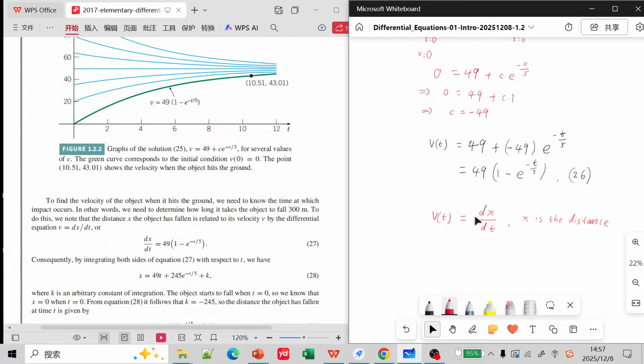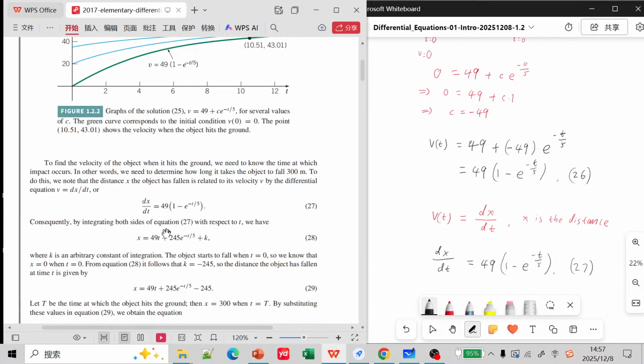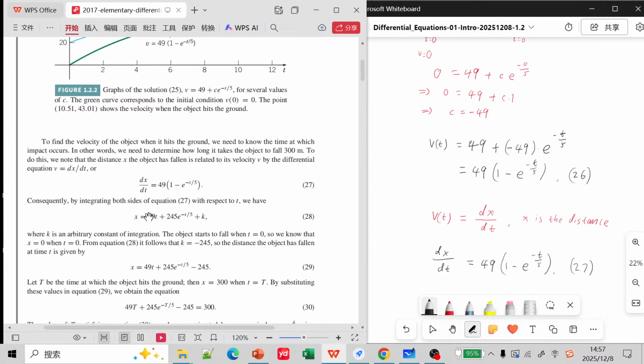and then we substitute this term into this position. We can get dx over dt is equal to 49 times (1 minus e to the minus t over 5). This is equation 27. Consequently, by integrating both sides of equation 27 with respect to t, we have.